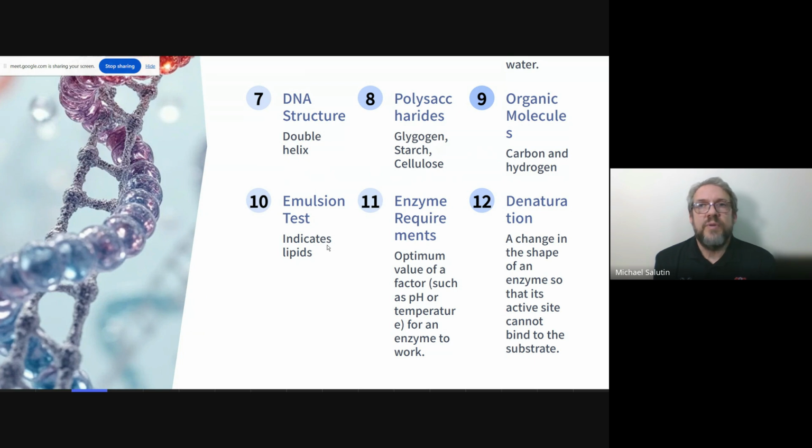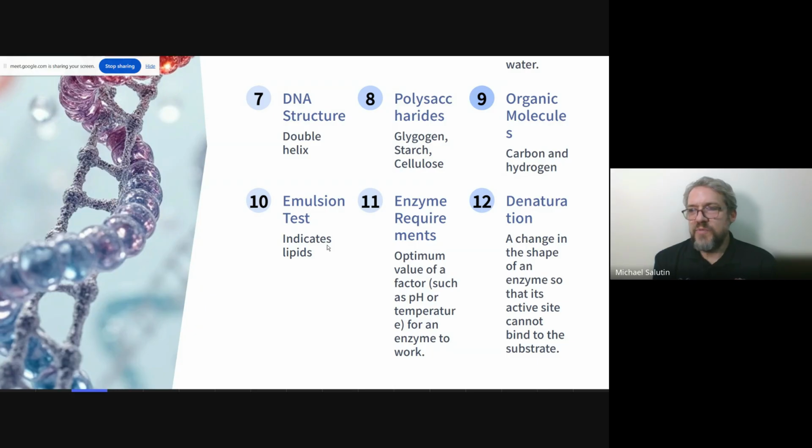And it's different from the color tests that we used for starch, where we used iodine, which will turn blue in the presence of starch, and the test that we did for simple sugars, with the color range from blue to red, indicating the amount of simple sugars present. So the emulsion test indicates lipids.